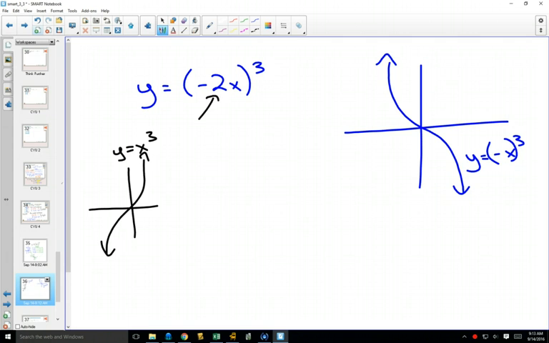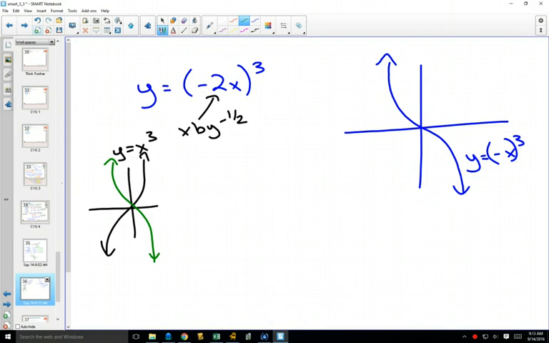The difference between this graph and this graph is that I have a -2. So if I'm using this graph, I know that I'm going to have to multiply my x values by -1/2. So it's going to flip and get squished. So what is it going to look like in the end? If I draw it over top, it should look something like this.